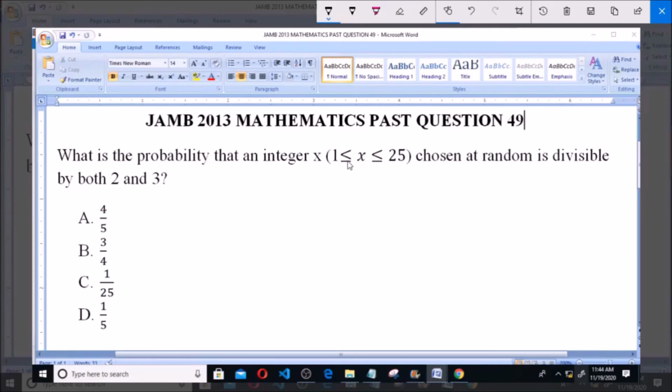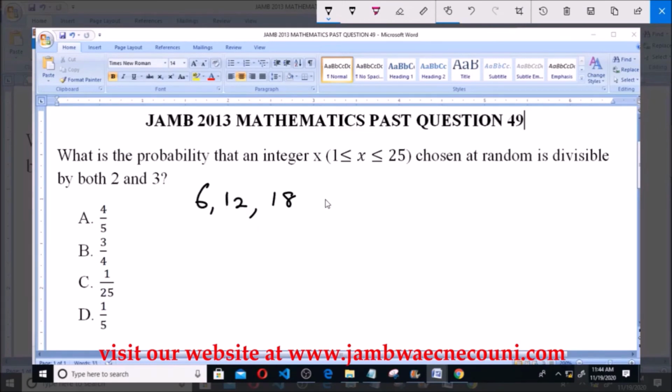X is a number ranging from 1 is less than or equal to x and x is less than or equal to 25, and they say the numbers chosen are divisible by both 2 and 3. Now let's look at the numbers that are divisible by both 2 and 3, in between the range given to us. These numbers include 6, 12, 18 and 24. Now these are the numbers that are divisible by both 2 and 3, ranging from 1 is less than or equal to x and x is less than or equal to 25.